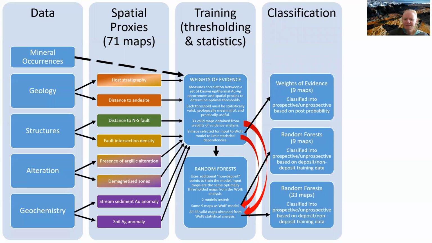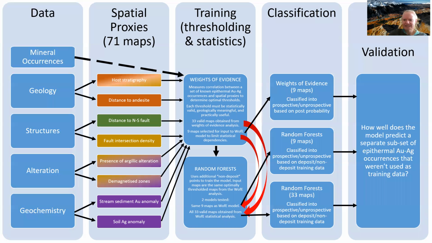And once the training has been undertaken for the different mineral potential mapping techniques, we then need to classify our outputs. So our weights of evidence map gets classified into a prospective and unprospective area based on its posterior probability value, which is its prospectivity based on the statistics. And then the random forests gets classified into prospective and unprospective area based on the deposit and non-deposit training data. That's similar for both of the random forest models. It's just that the number of input maps varies for the two models.